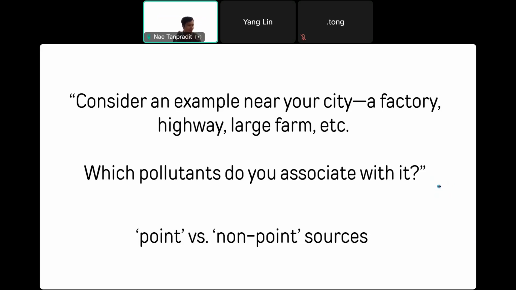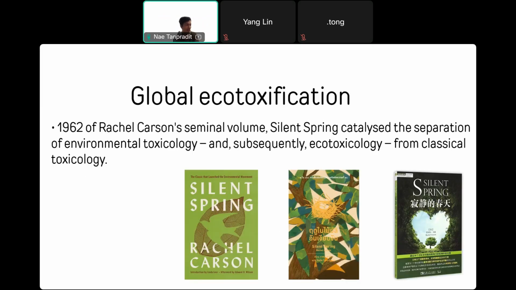Thank you. Okay, and there's some classification of the sources that is point or non-point. Non-point means the source is not only one point, but diffuse, distributed all over the area.